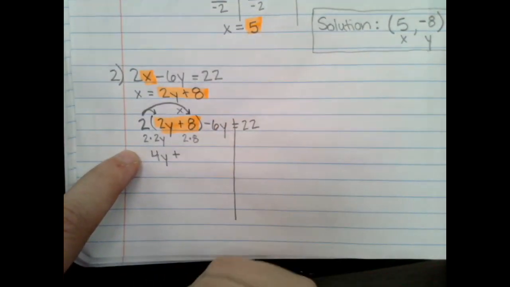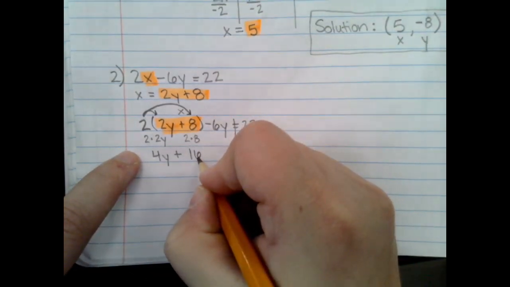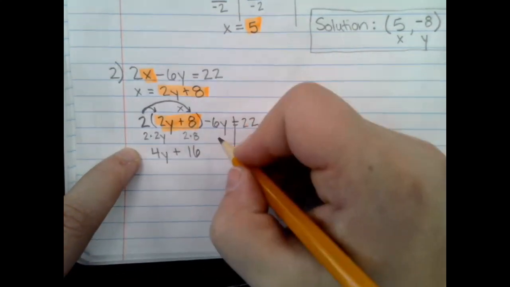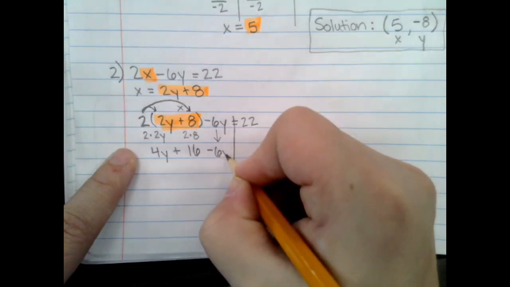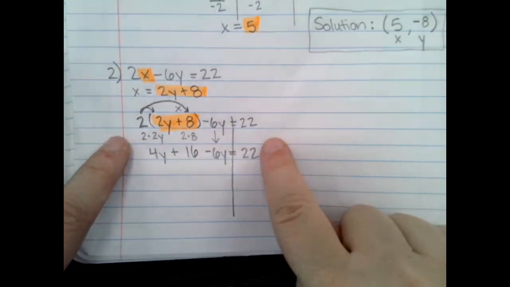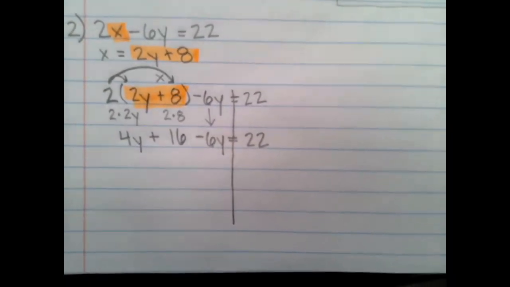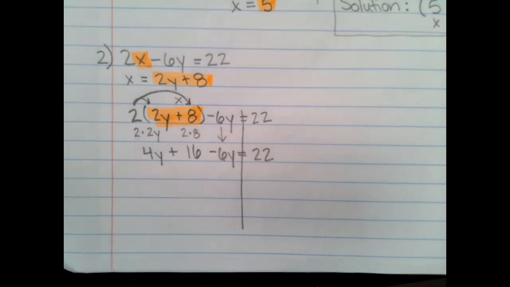You have 16. And then this minus 6y just stays. Equals 22. All right, some of you might have skipped that line there with the 2 times 2y. That's fine. If you know how to distribute and you're really confident in your skills, go for it. If you want to work ahead and try and solve this, you can, but you need to double check that you get the right answer before you move on.